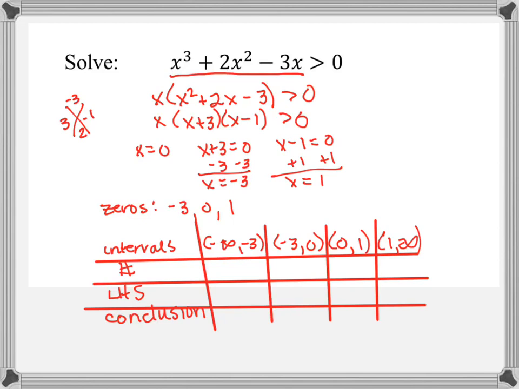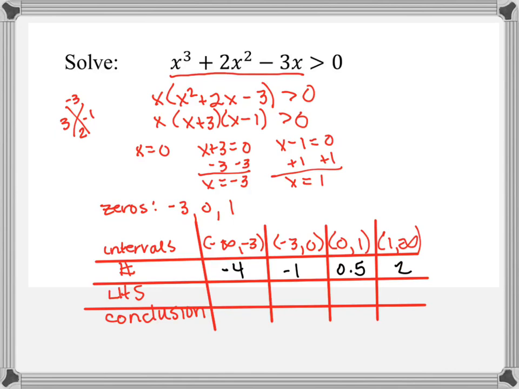So the number I am choosing in my first interval, and again, you don't need to choose the same number, I'm going to choose negative 4. In my second interval, I can't choose my 0 because it's a boundary number. So I'm going to choose negative 1. My third interval, I can't choose an integer. I have to choose a decimal, so 0.5. And in my fourth interval, I'm going to choose 2.